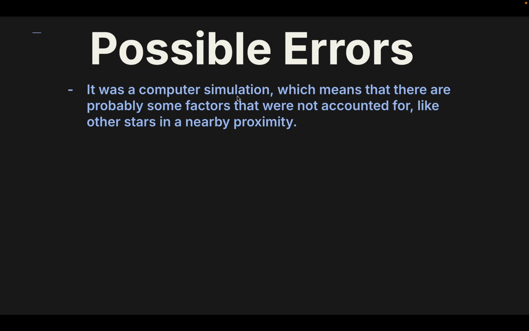Some possible errors were first and foremost that it was a computer simulation, which means that there were probably some factors that were not accounted for, like other stars in nearby proximity that may have had a gravitational effect.